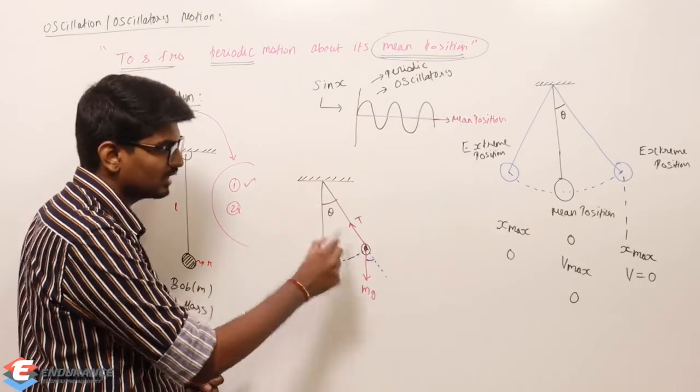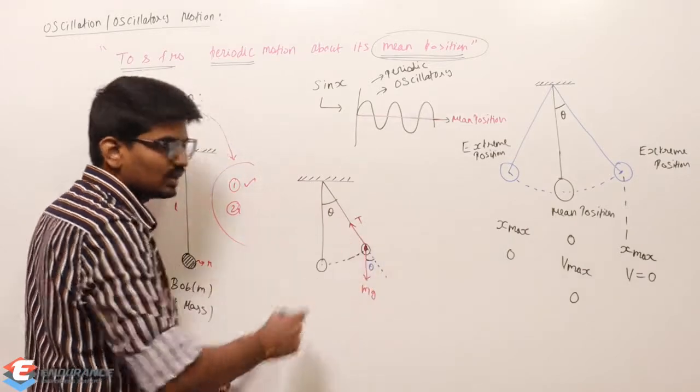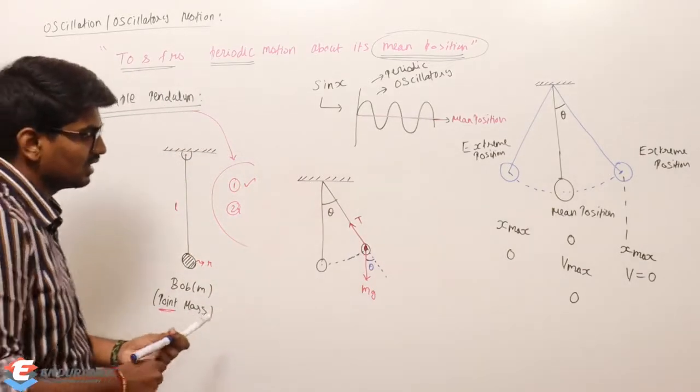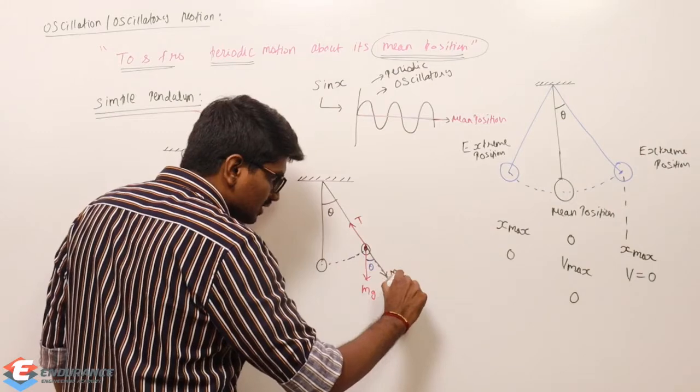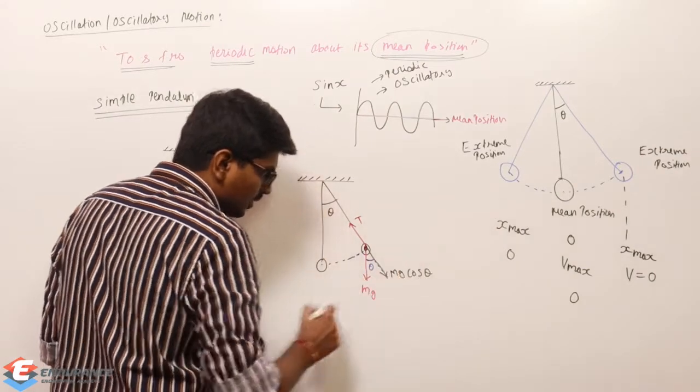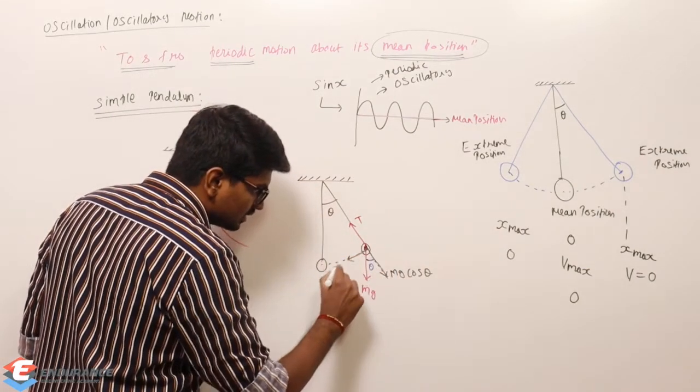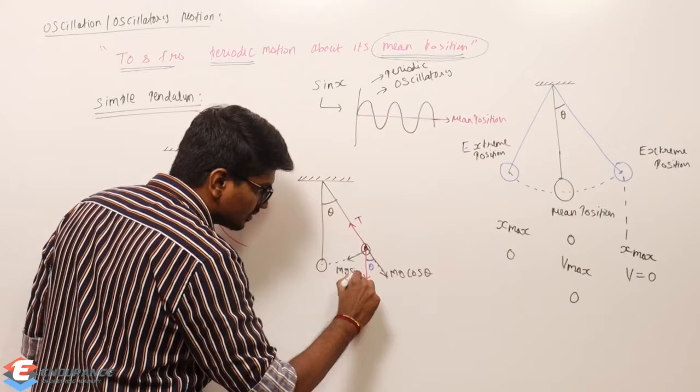Blue color line was the same line. So if this is theta, then this will also be theta, basically from geometry. So if this is mg, I can say this is mg cos theta, and perpendicular to it, this is going to be mg sin theta.